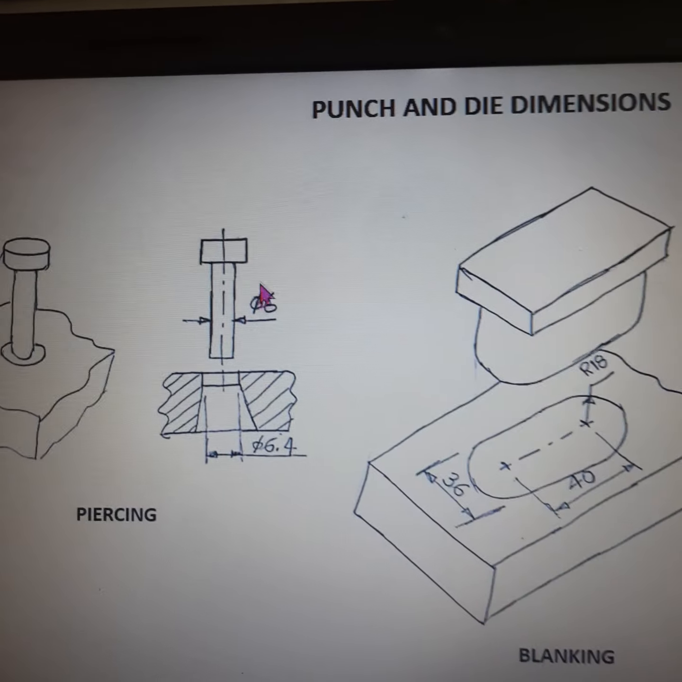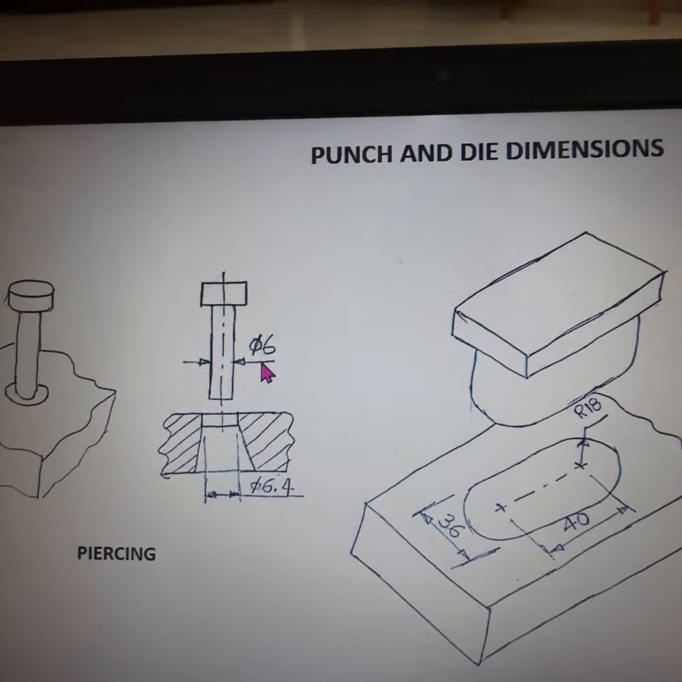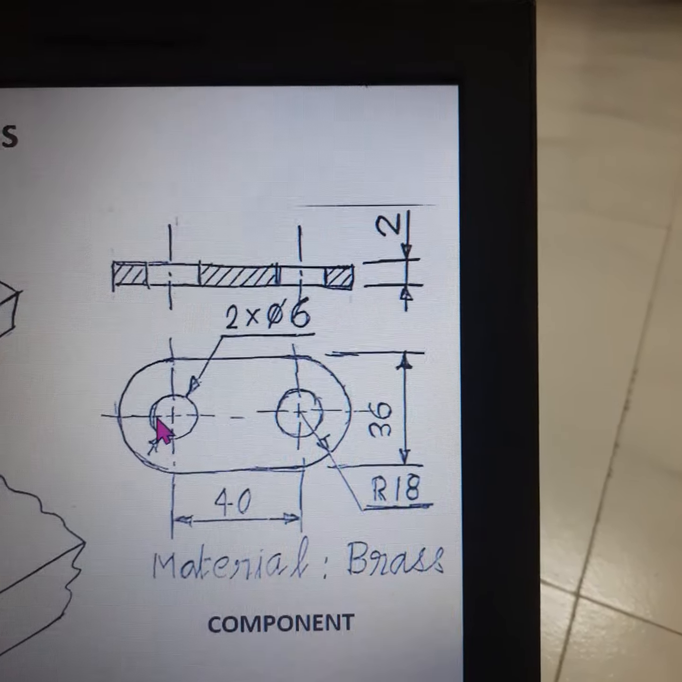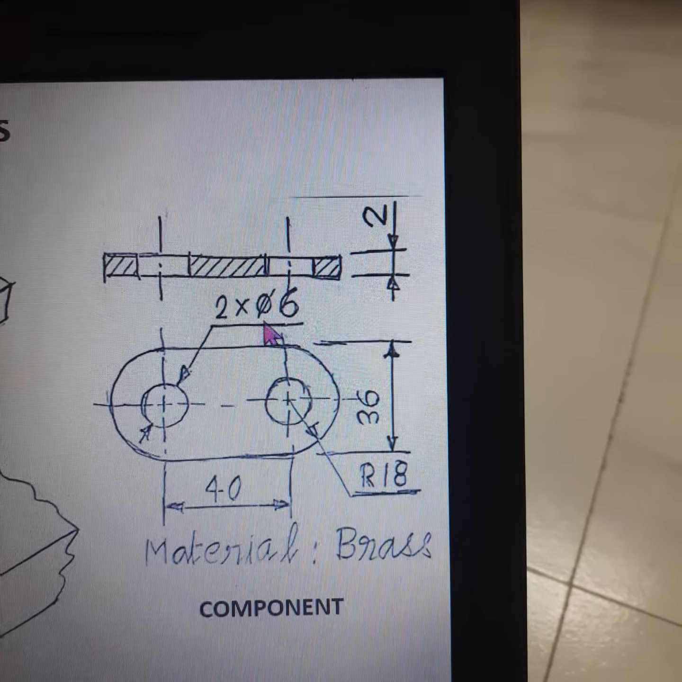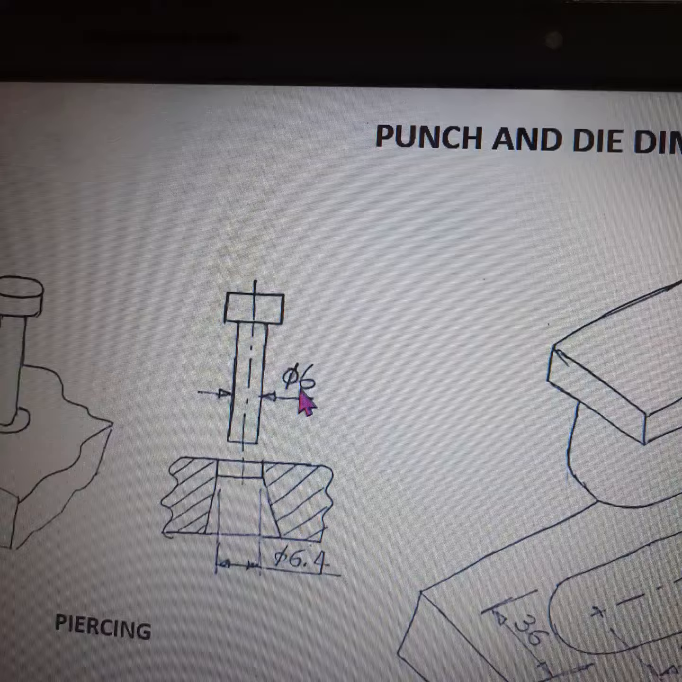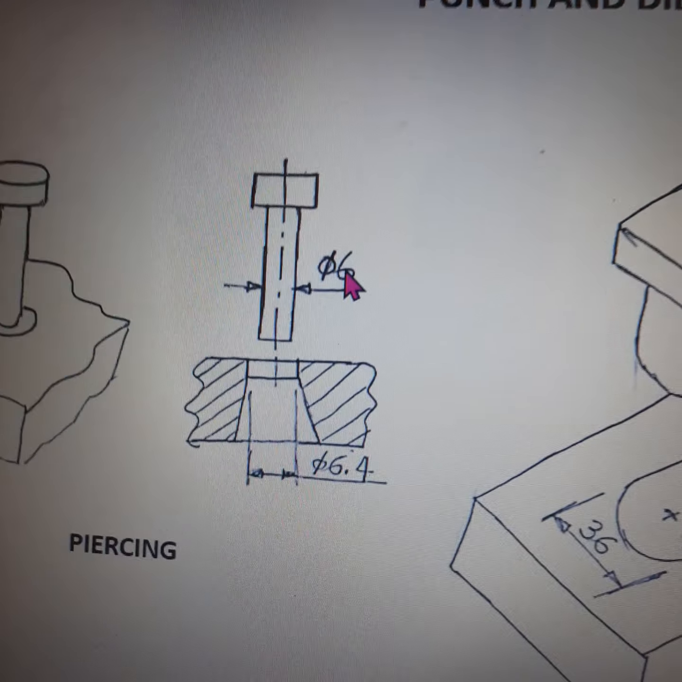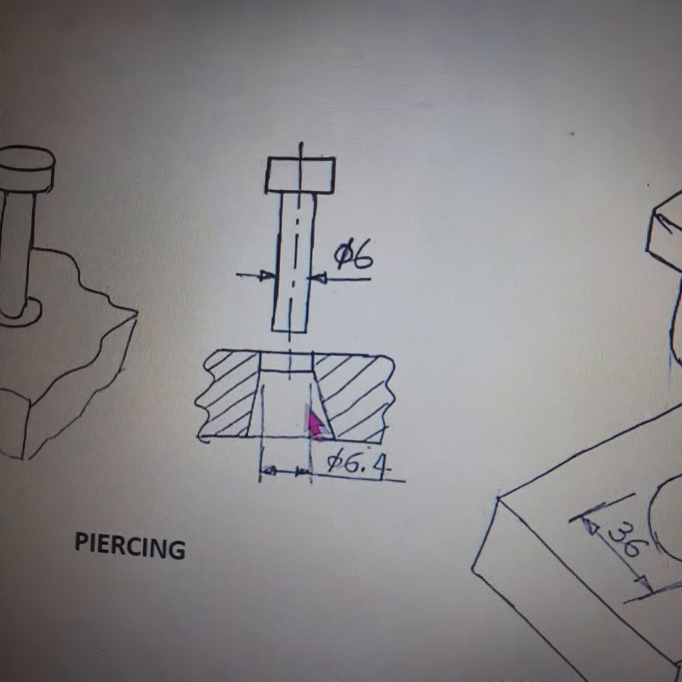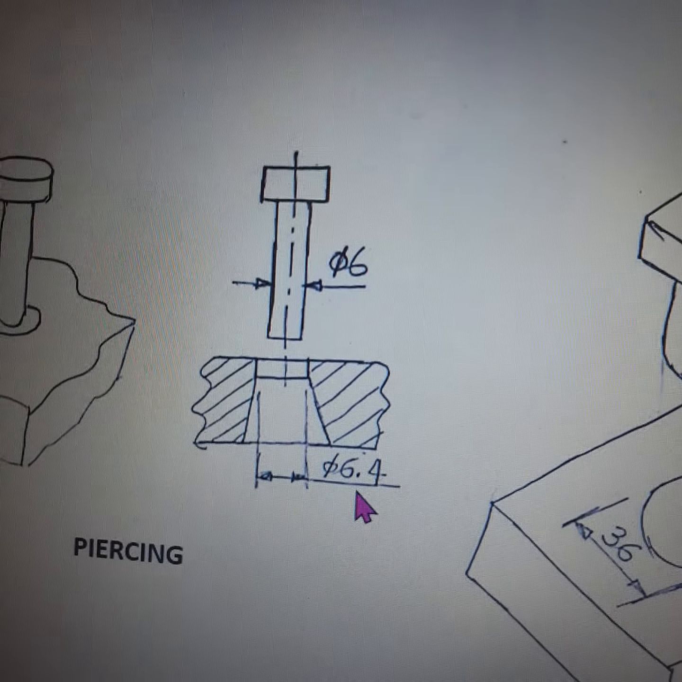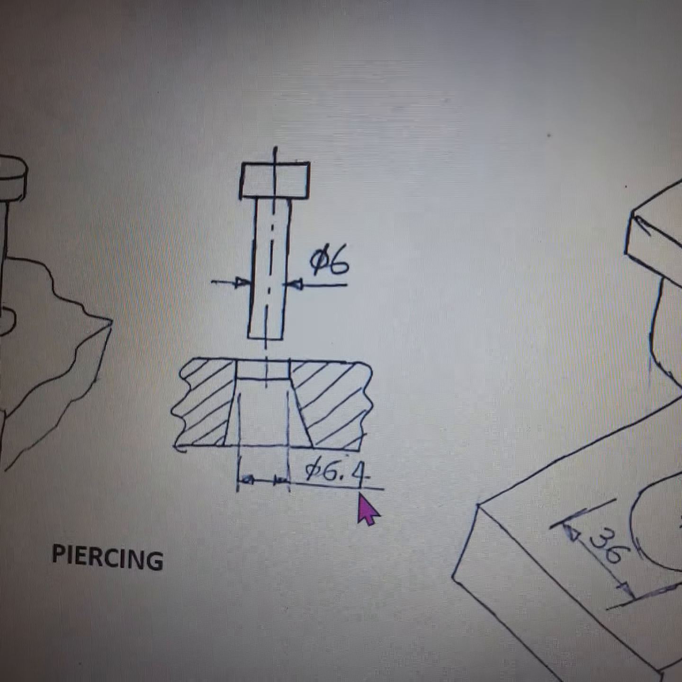For the piercing operation, the punch size conforms to the drawing size of the hole. As per drawing, the holes are having a size of 6 mm. So the piercing punches are having a size of 6 mm. Now the die clearance of 0.4 is applied to the die. So the die opening is having a size of 6 plus 0.4, 6.4 mm diameter.